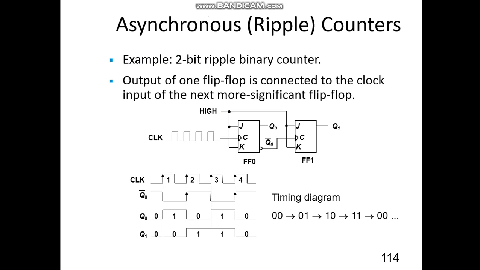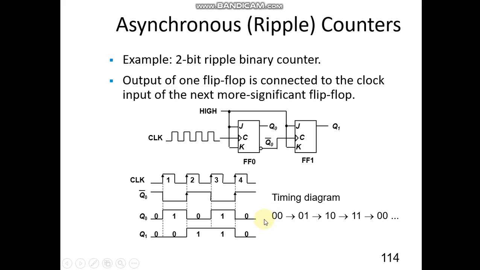For example, if you are going to design an asynchronous counter, such as a 2-bit ripple binary counter, the output of one flip-flop is connected to the clock input of the next most significant flip-flop. Here we give the clock pulse to the first flip-flop only. The remaining clock pulses are given from the previous flip-flop's output. Using this you can count.